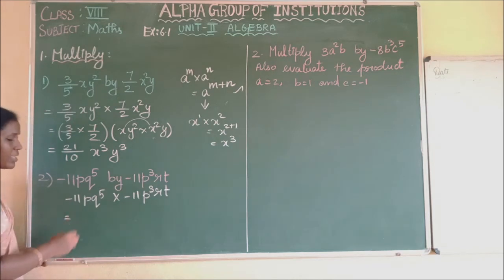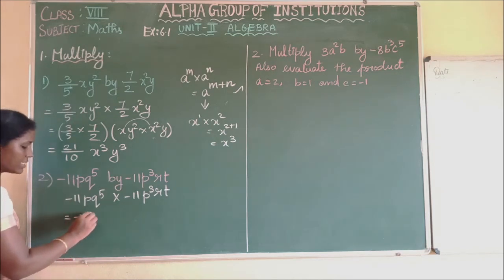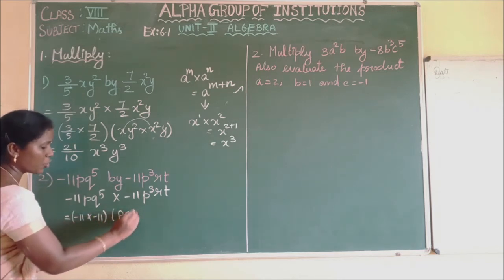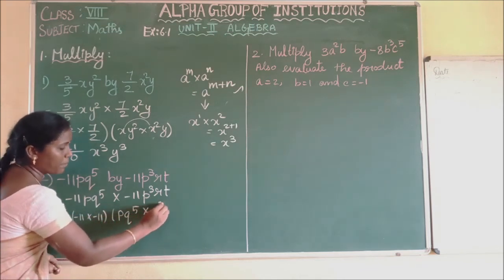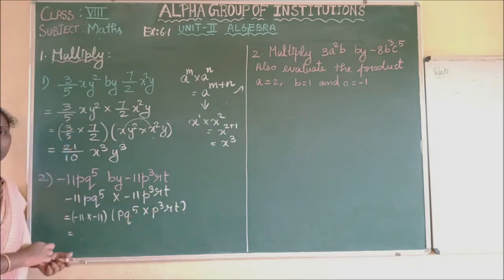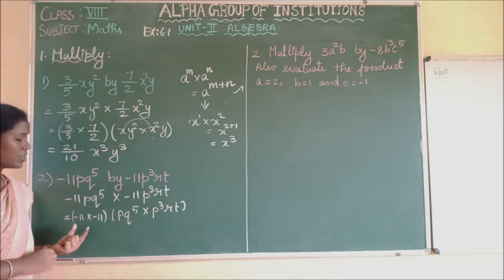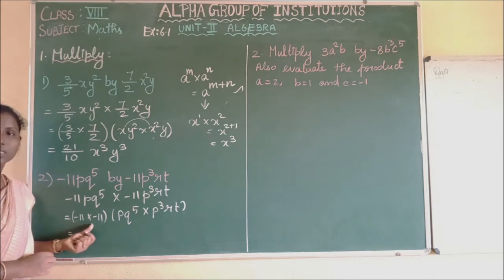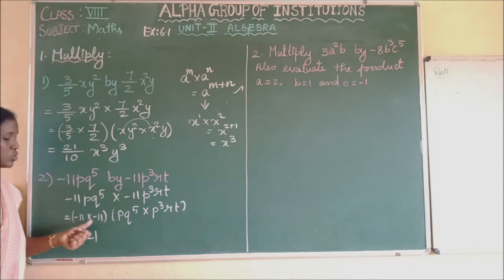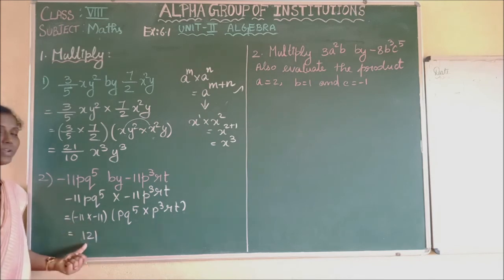First multiply the negative value, that is minus 11 into minus 11. The remainder is p cube q power 5 into p cube r t. Minus into minus, we know the basic rules of arithmetic now. Use it. Minus into minus will be plus. 11 into 11 is 121.